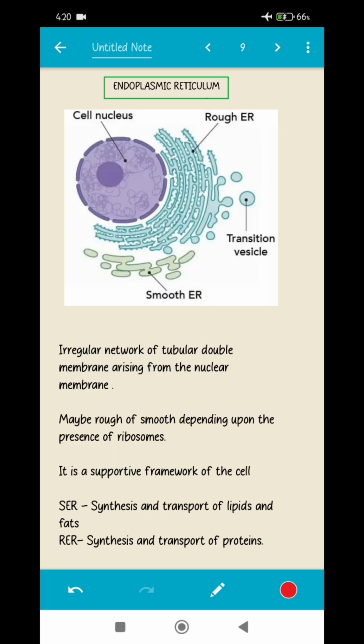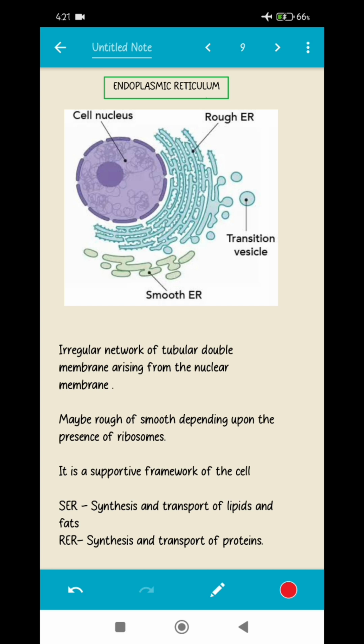Now coming to endoplasmic reticulum. The endoplasmic reticulum is, you can say, a bone to the cell. It provides a structure and a framework to the cell. The cell in itself is a very squishy and soft structure, but the endoplasmic reticulum is making it tough.